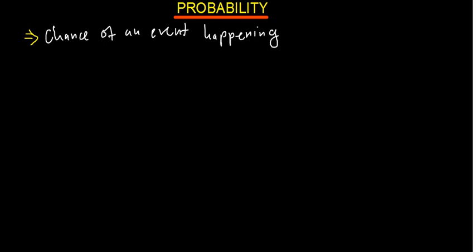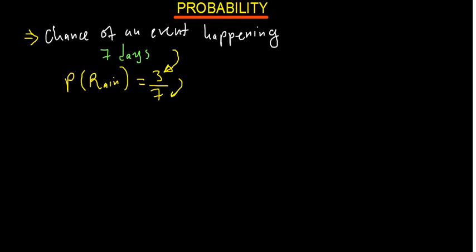For example, you know that a week is 7 days, right? According to the weather forecast, those people who talk about weather are going to say, okay, the chance that it is going to rain is that in a week it might rain for 3 days. So we're going to say probability of raining is 3 out of 7, because we have got a chance of it raining 3 days out of 7 days.